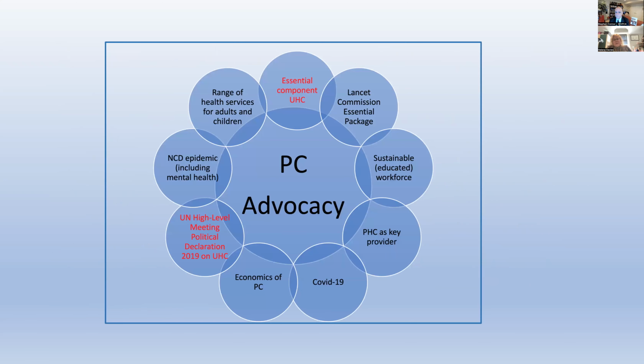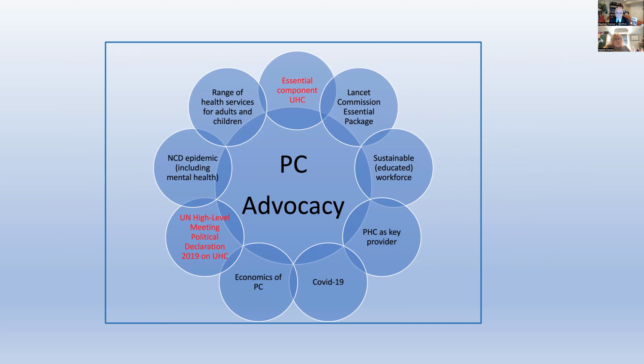Next slide, please. So central to what I'm going to talk about is palliative care advocacy. Highlighted in red are the facts, as we've already learned, that it's an essential component of UHC. And that's why using UHC as a lever is such a potentially useful way of advocating for palliative care.